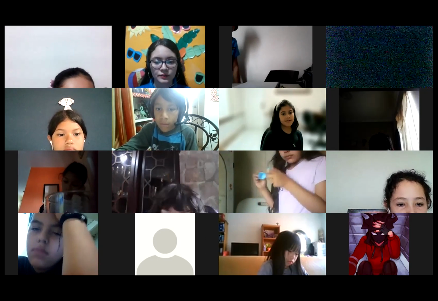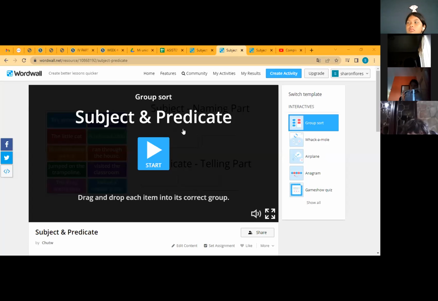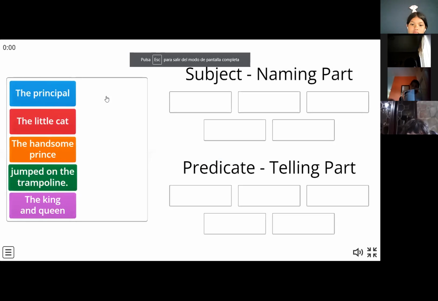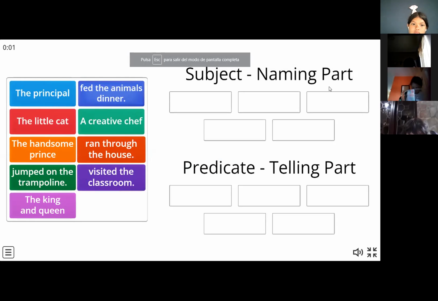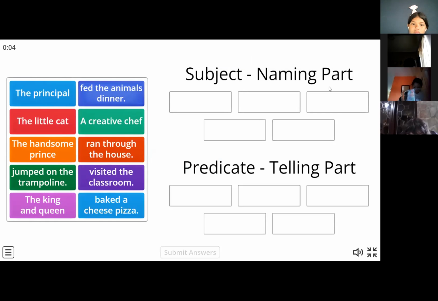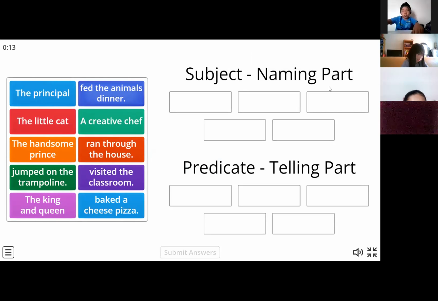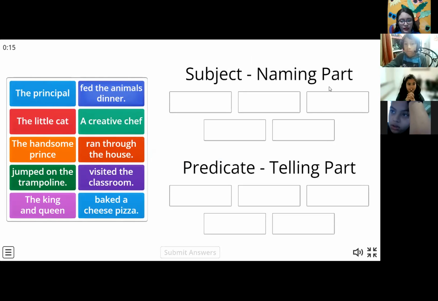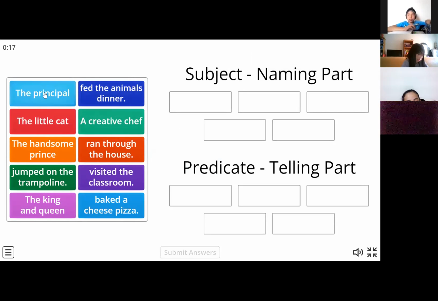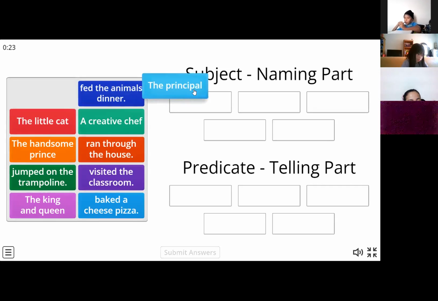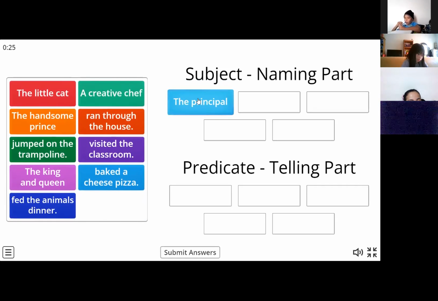Okay, here we have subject and predicate. So we're going to choose the subject. Remember that it's the naming part. It can be about a person, an animal, or something. And the predicate is the telling part. It's about the action. Where you see the verb is going to be in the predicate. For example, number one, the principal. Is this a subject or a predicate? The principal. It's a subject. It can be a person.